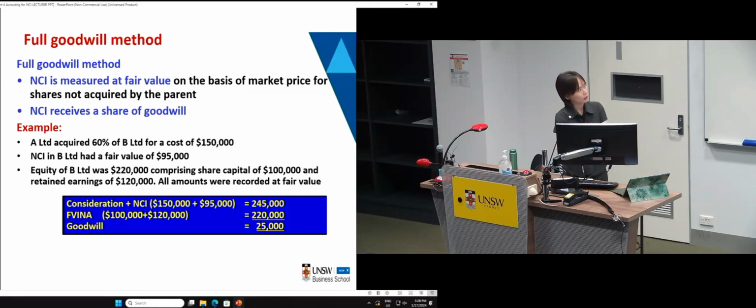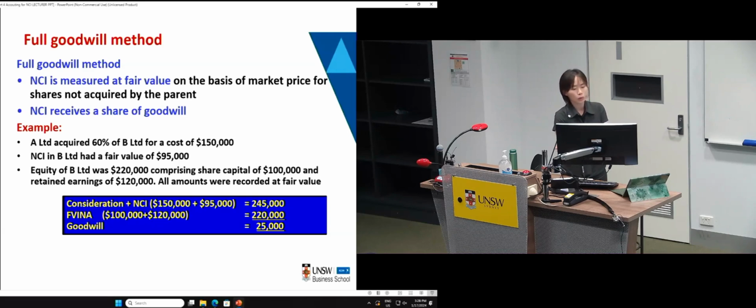So you can see under the full goodwill method, NCI is measured at fair value. And the fair value can be determined by reference to the market price of the shares not acquired by the parent. So the quoted market price can be used to determine the fair value of the NCI. Okay. Now then, under the full goodwill method, NCI receives a share of the goodwill. So you can see this full goodwill is referring to the total goodwill resulting from the acquisition.